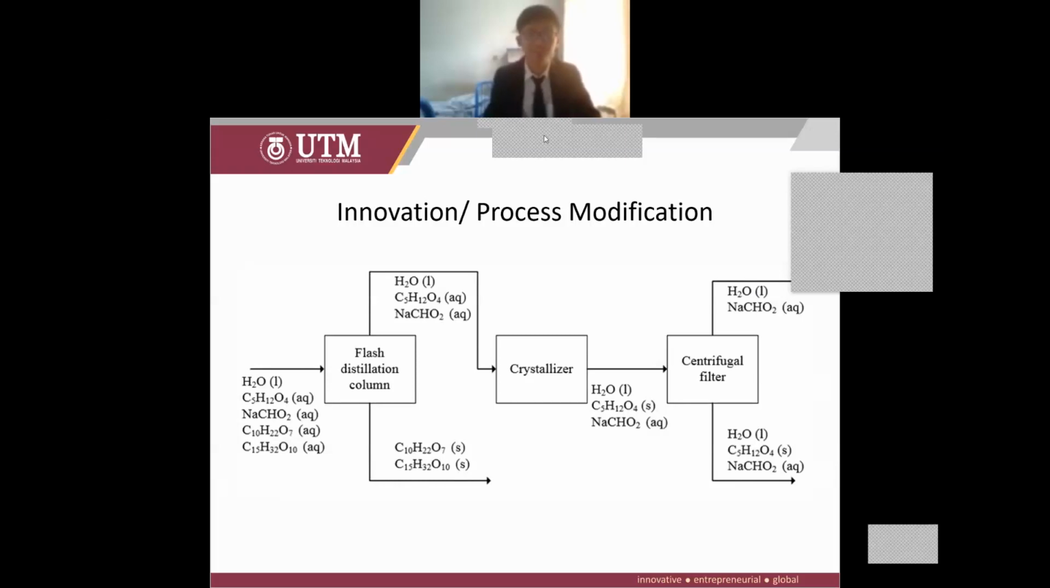Our group did some innovation to separate dipentyl and tripentyl from penta-erythritol to obtain higher purity of product compared to the conventional process. We introduced a flash distillation column before the crystallizer to separate water, penta-erythritol, and sodium formate as vapor. The reason we introduced the flash distillation column is the large boiling point difference between the sodium formate and dipentyl-erythritol, which is up to 300 degrees Celsius.